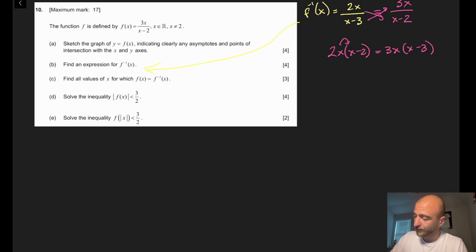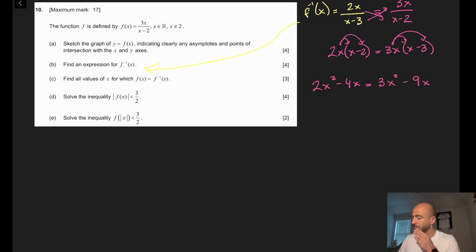I'm going to distribute both of those leading x terms on both of those products. So I'll end up with 2x squared minus 4x is equal to 3x squared minus 9x. Okay, now we got to put everything together. It's going to be important. I'm going to move everything over to this side. I think that'll make my life a little bit easier.